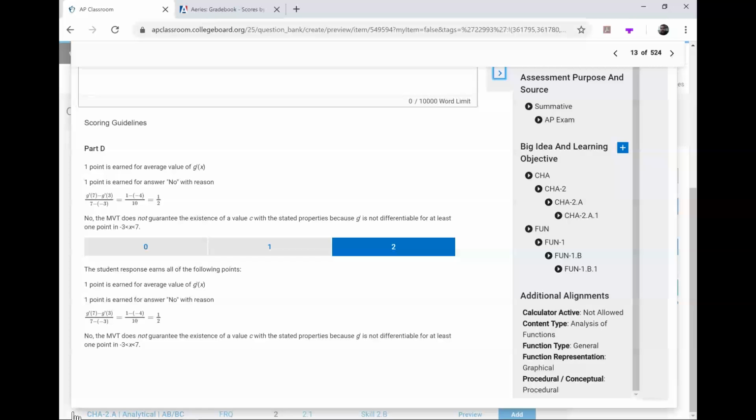And they tell you how many points you get. Let's say if you got no points, then this is exactly what you did, you didn't do anything for it. But if you got 1 point, 1 point for the following, 2 points for earning everything here. So it'll show you different things like that.